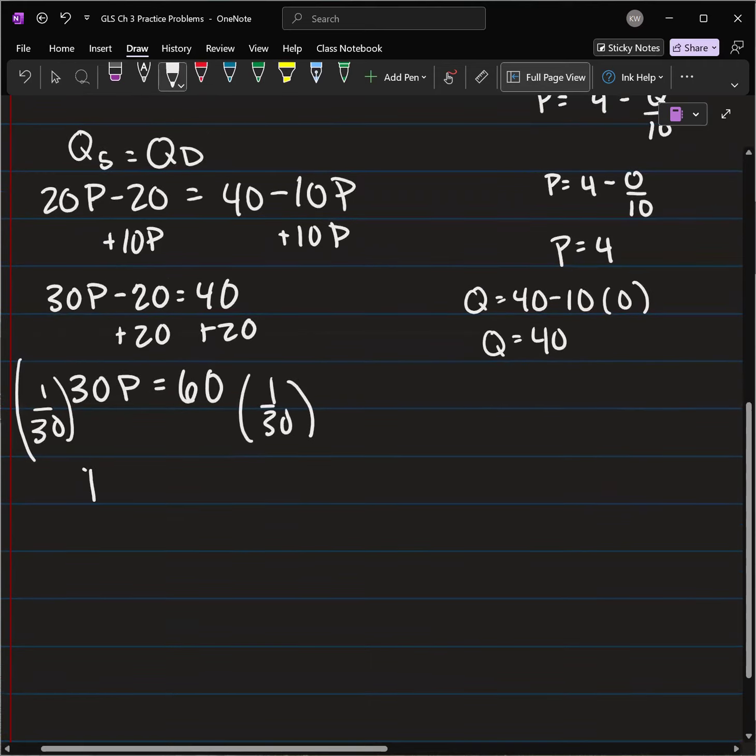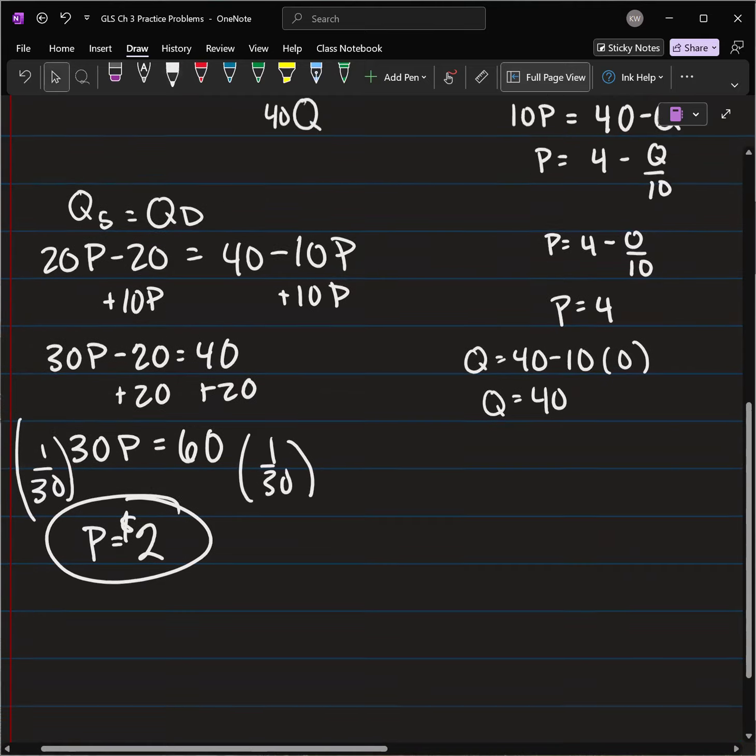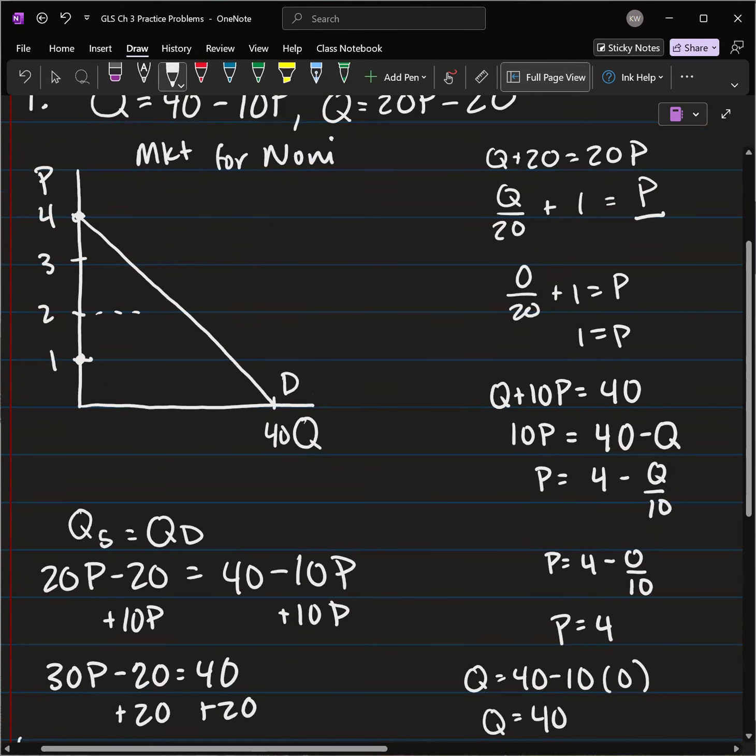that's going to get us a price in equilibrium equal to $2. So we know that our equilibrium price is going to be $2.